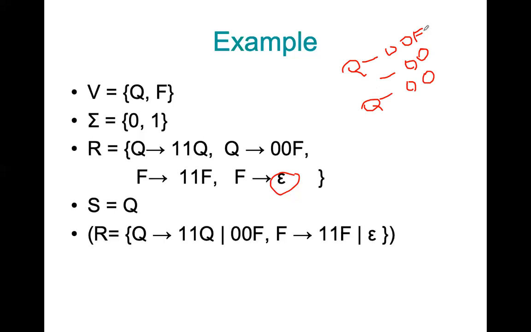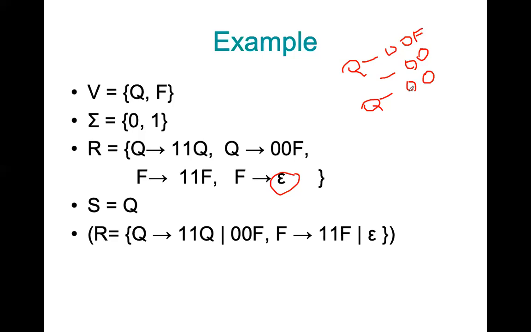Suppose in the place of F, I substitute 11F, then we get 0011F. If in the place of F I then substitute epsilon, it will produce the string 0011.